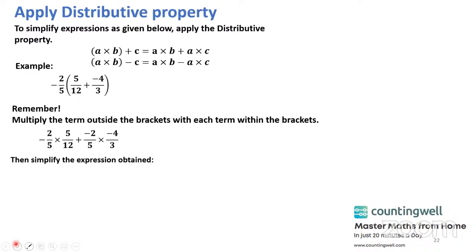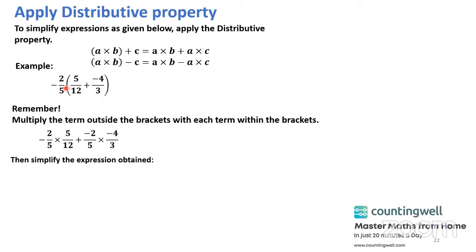One more mistake students make while applying the distributive property is that you should multiply the term outside the brackets with each term within the brackets. It is not the case that you have to multiply minus 2 by 5 only to the first term. So students usually forget to multiply it with the second term as well.